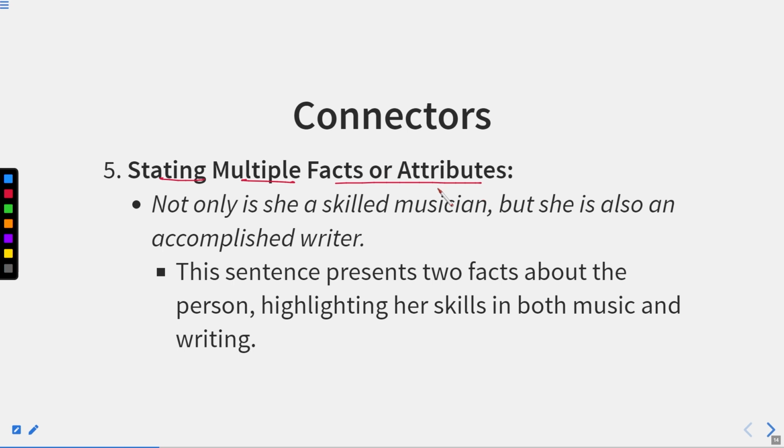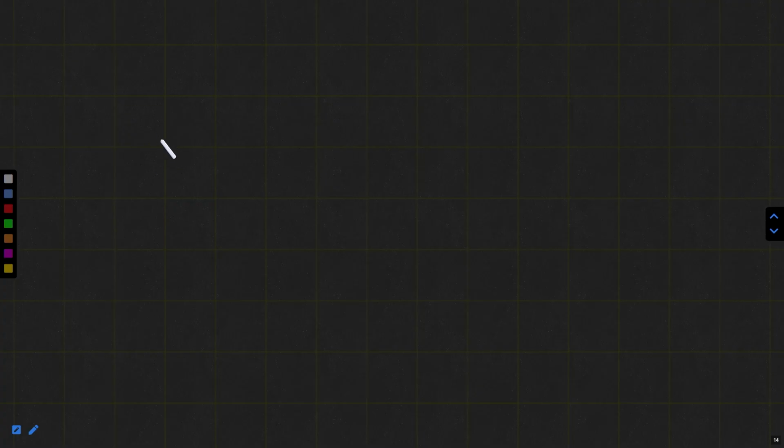Stating multiple facts or attributes. Not only is she a skilled musician, but she is also an accomplished writer. This sentence presents two facts about the person, highlighting her skills in both music and writing. However, whenever we use not only but also, one thing should be kept in mind, that the structure should be followed strictly.